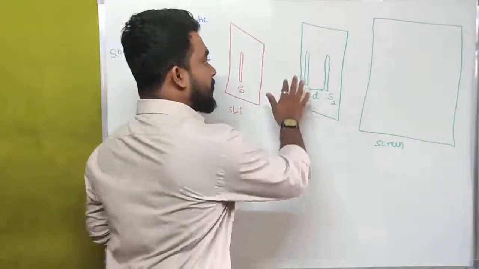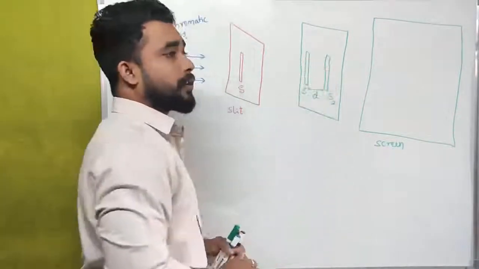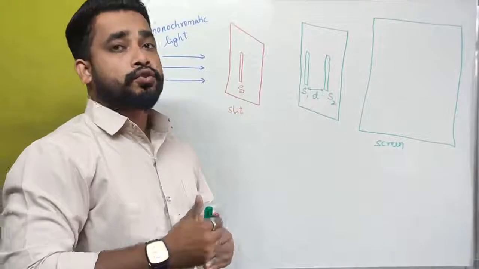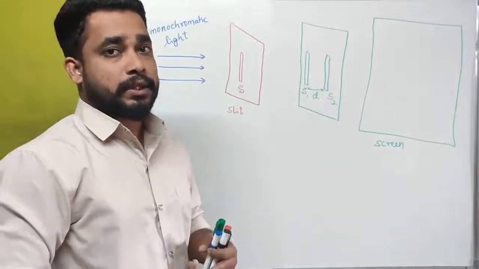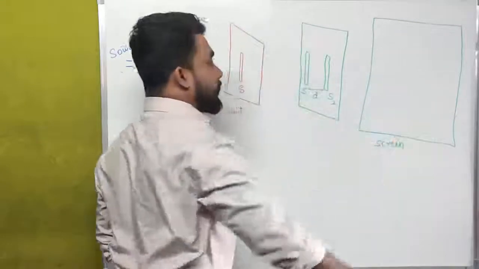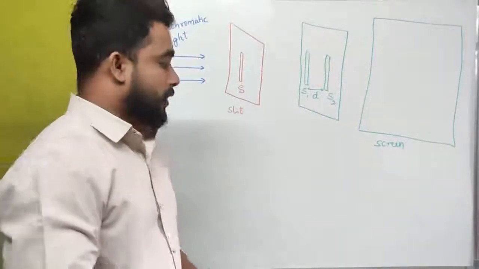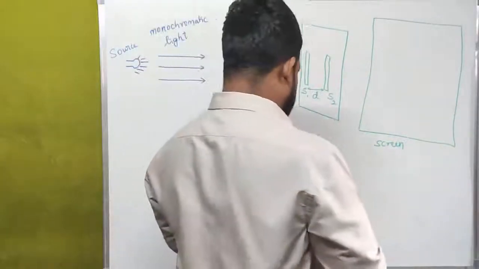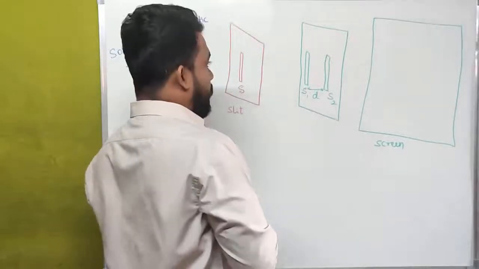The waves coming out of these two slits will get superimposed with each other and we are obtaining an interference pattern at our screen. How will it be? Let us see how the interference patterns will form.